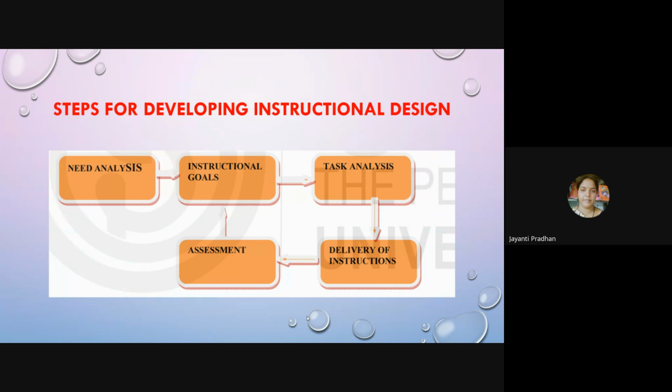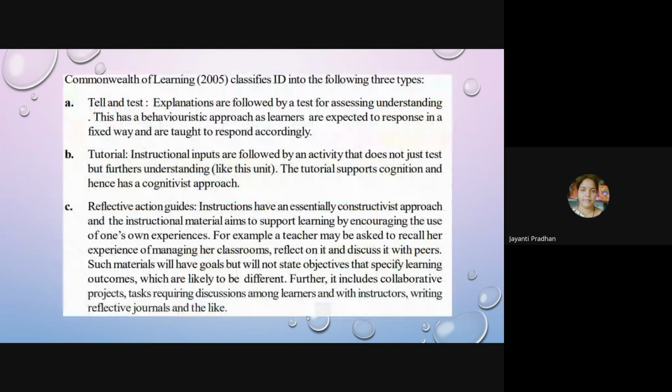Again look at this, because we understood first how to design, planning. Now if we develop on planning, again we will go with that need analysis, then we have gone for formulating instructional goals, then task analysis, then delivery of instruction, assessment. If we found something, then again it will modify the instructional goal and also the content in task analysis.